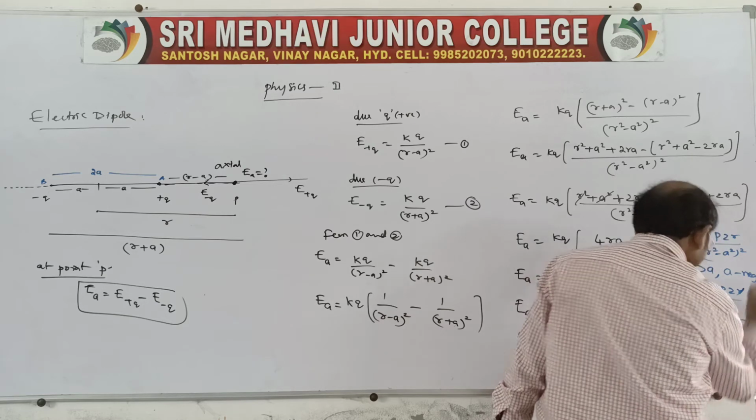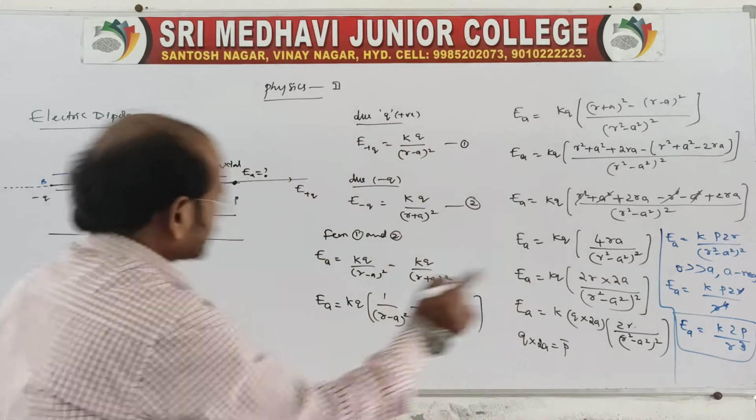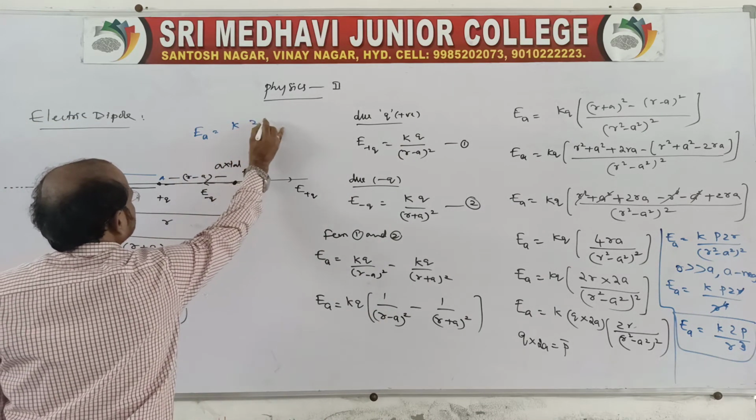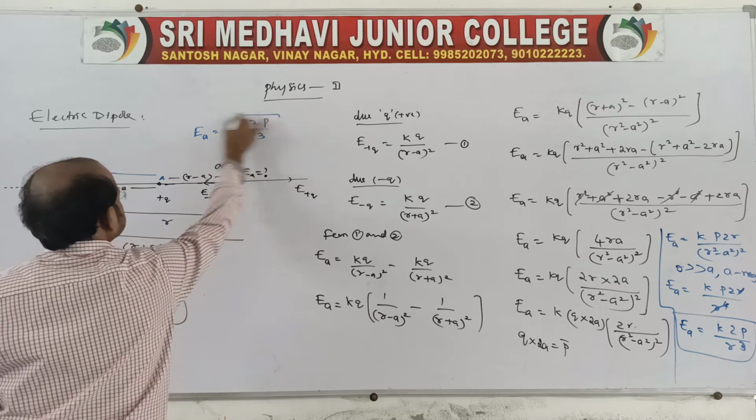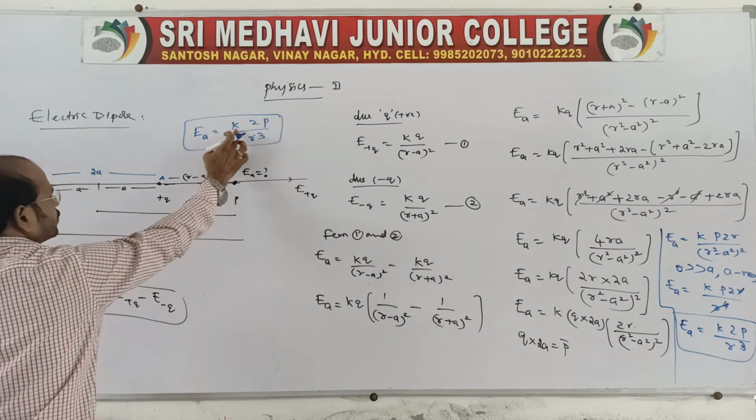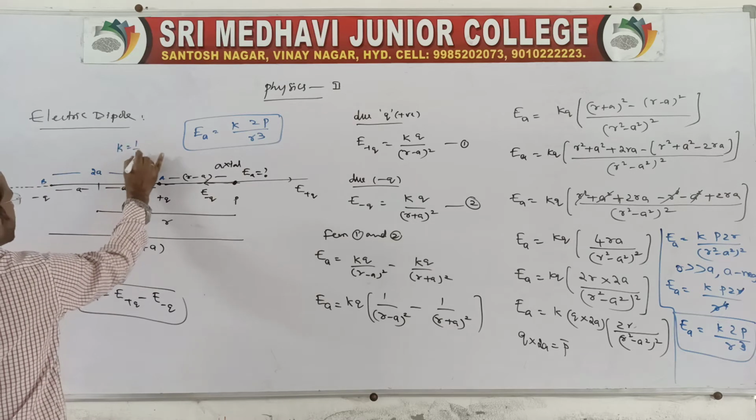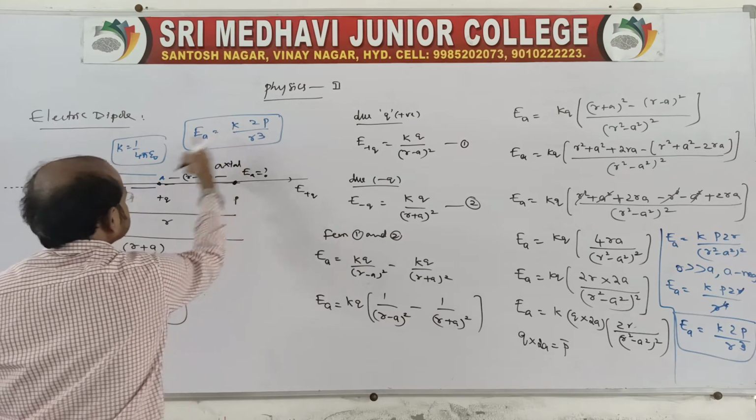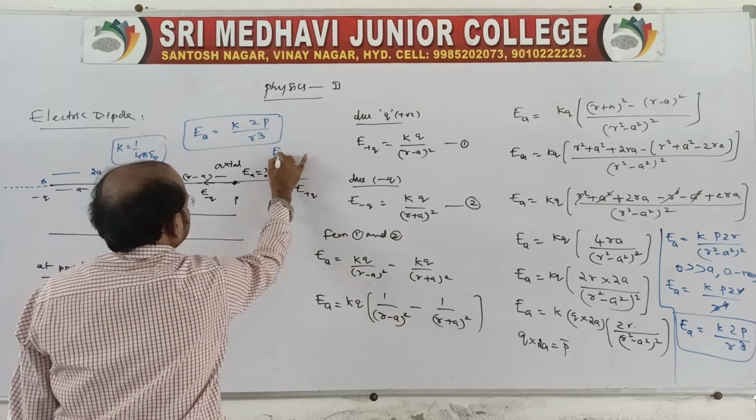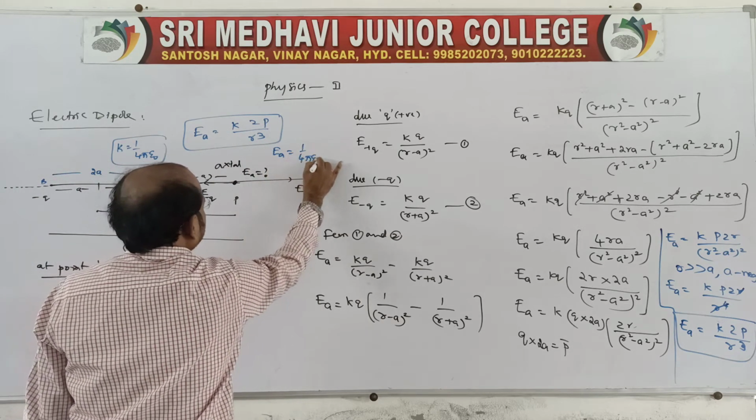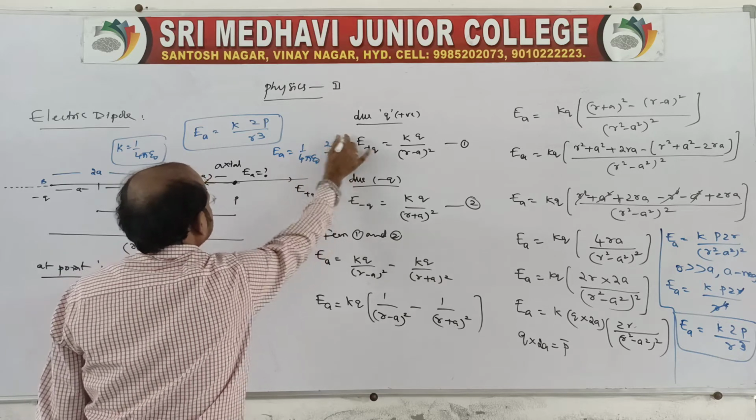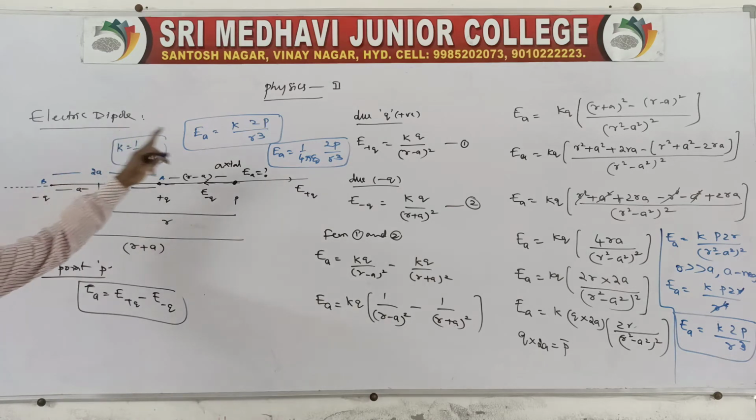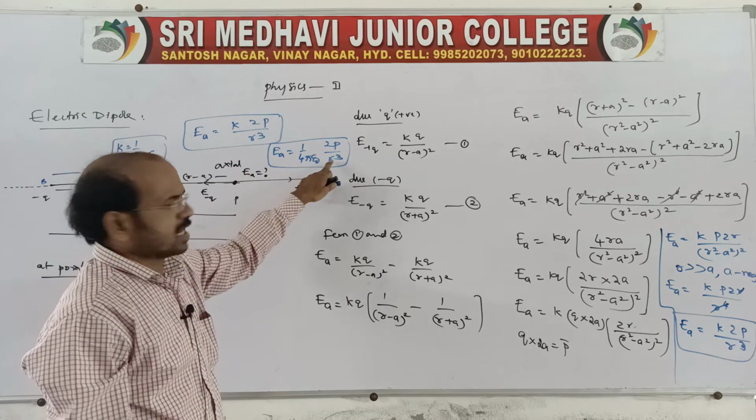This is the electric field intensity on the axial line: k into 2p by r cube. This is the final expression. If you want to write the k value, that is 1 by 4 pi epsilon naught, we can replace it, so on the axial line it will be 1 by 4 pi epsilon naught into 2p by r cube. Both expressions are correct, because we know k is 1 by 4 pi epsilon naught.